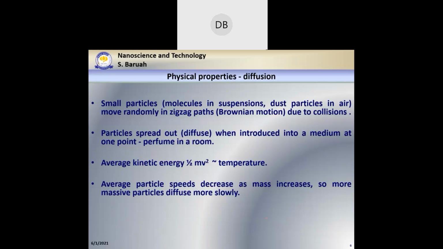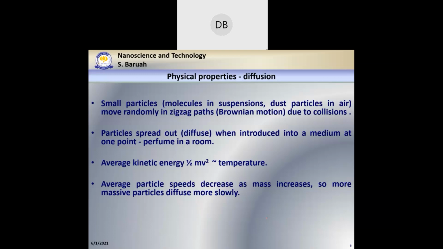You cannot predict the movement. It can go any way it wants to. It just happens because of the lot of collisions happening between themselves. So particles spread out when introduced into a medium at one point. It's spread out in the sense they move from high concentration to lower concentration.